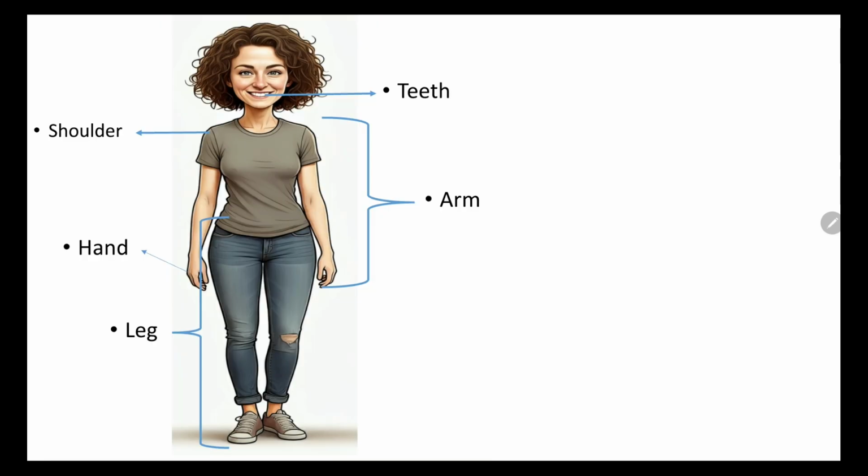Let's continue. Still on your head, in your mouth, you have teeth. Now let's look at other parts of the body. From your shoulder to the tip of your finger is your arm. Okay?